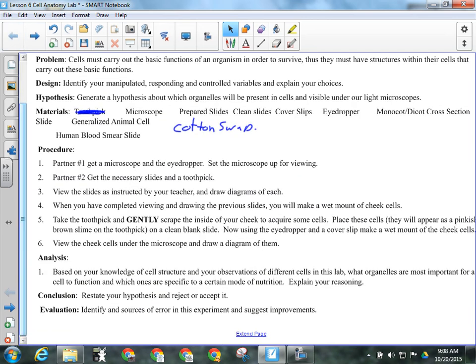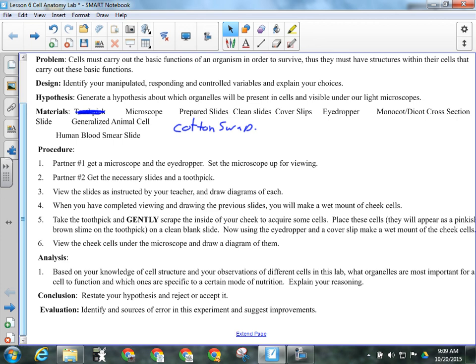For the analysis, there's only one analysis question. So how much am I going to be expecting as an answer? Like a pretty explanatory paragraph. Based on your knowledge of cell structure and your observations of different cells in this lab, what organelles are most important for a cell to function, and which ones are specific to a certain mode of nutrition? You're going to have to review your modes of nutrition. We are looking at a plant and an animal here. And then explain your reasoning.